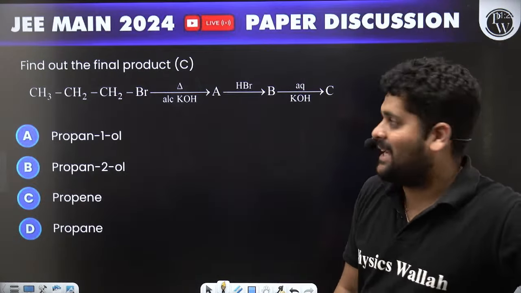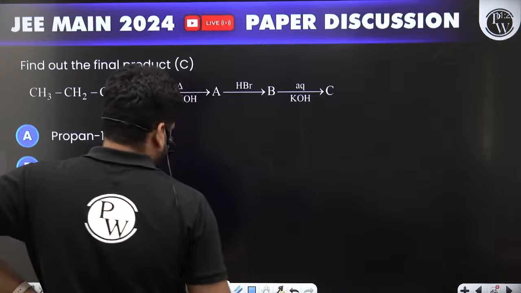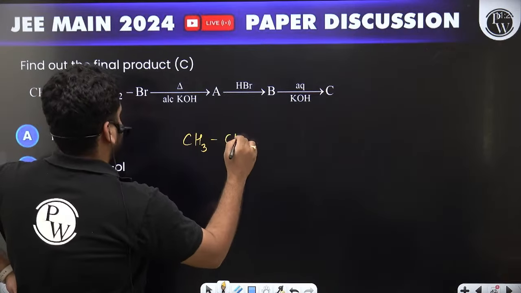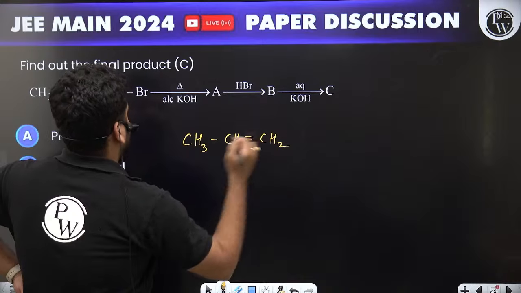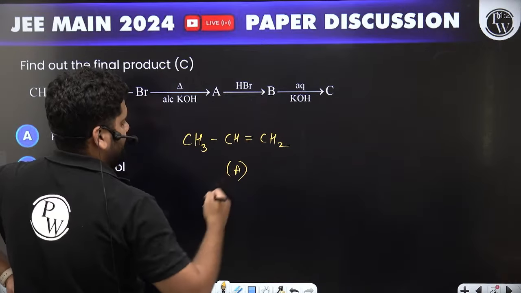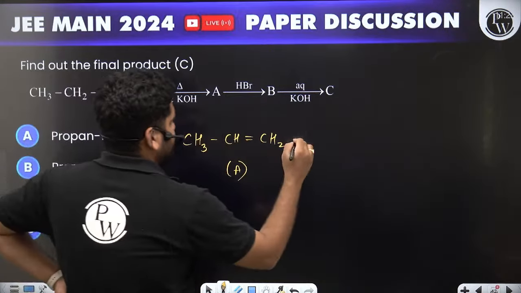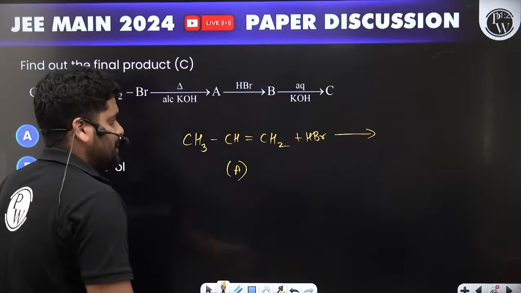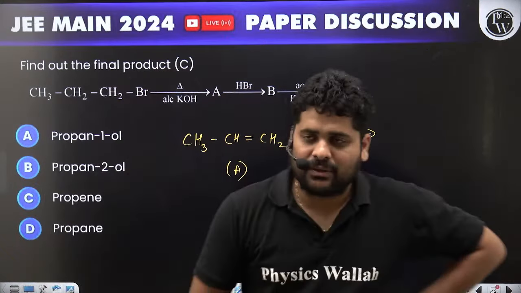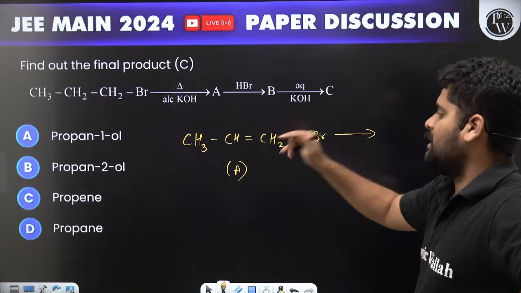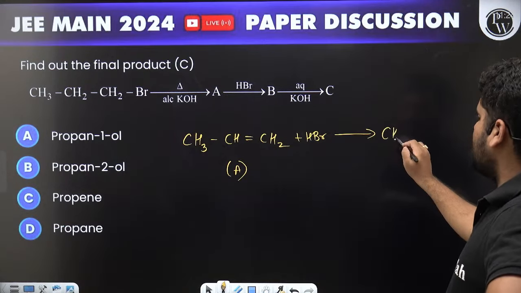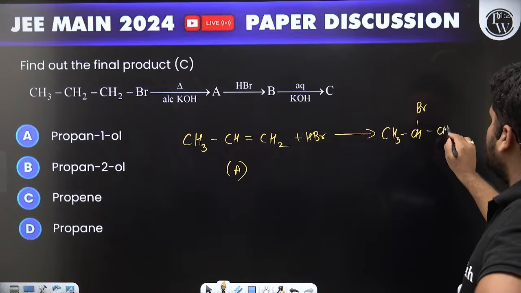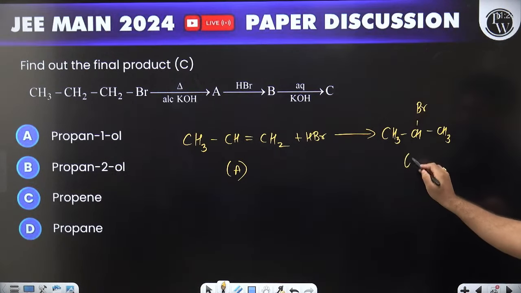When haloalkane reacts with alcoholic KOH, you will be getting an alkene, CH3 CH double bond CH2, right? So this is our compound A. Next, we have added HBr to this. HBr, there is no peroxide, which means Markovnikov's rule. You are going to put bromine on the carbon having less number of hydrogens, CH3CHBr single bond CH3. This is your product B.